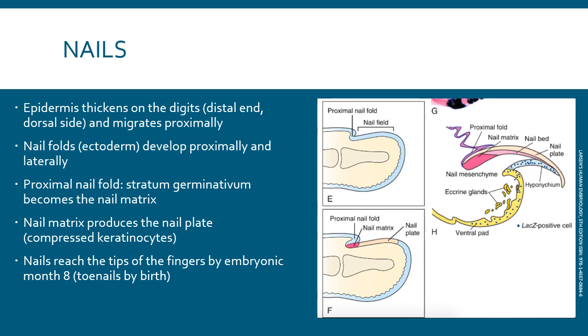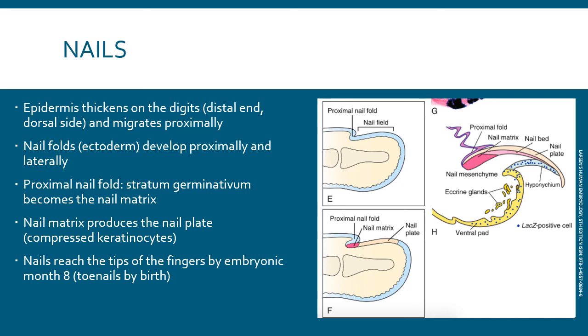But basically, you get a thickening of the epidermis on the distal end of the digits, dorsal side, so where you would expect nails to be, and it tends to migrate proximally, so towards the fingertips. We get the development of these nail folds, which are derived from the ectoderm, and they're on the sides and sort of proximal on the nail. And they're showing them in the picture here.